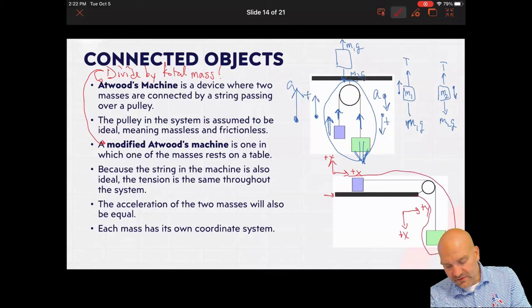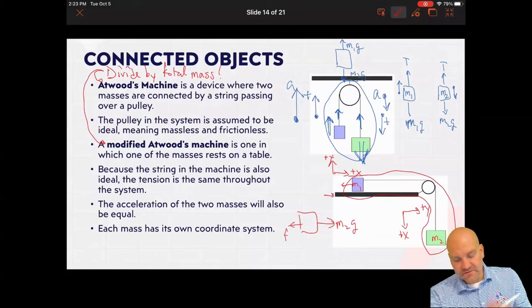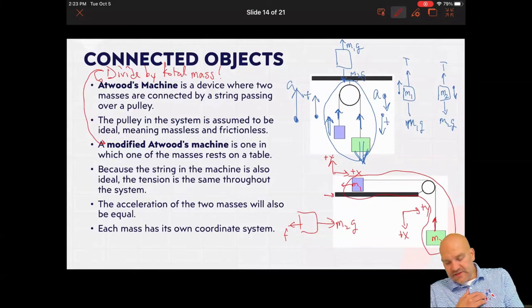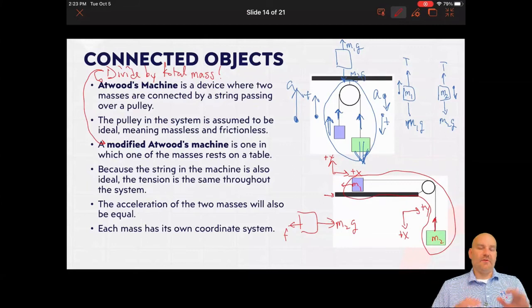But if we treat this as a single system, what's pulling it down would be the mass 2 off the table. And then nothing's really trying to hold it back, unless you have friction. If you have friction here, you would have a friction force, which we'll talk about later. Then I can go in and treat these individually like I did in that connected object problem before, where I look at the individuals and find tensions or things like that.